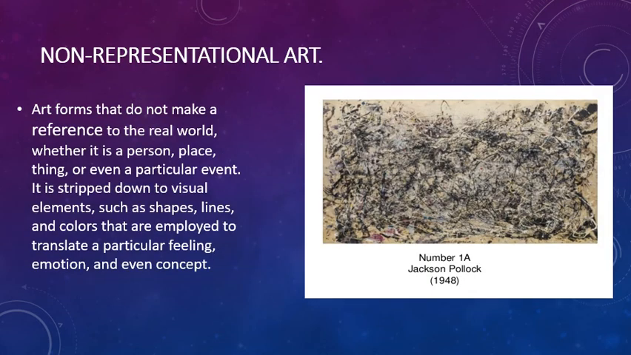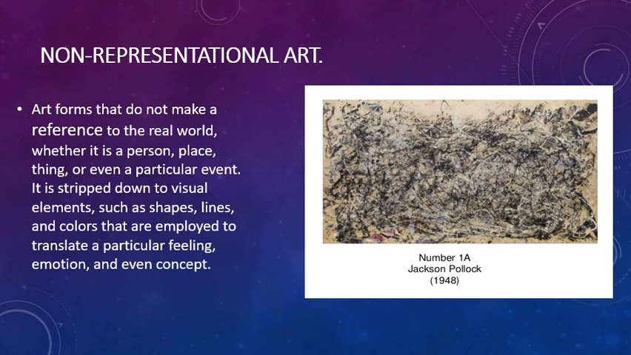Let's now move to the non-representational art. So when we say non-representational art, these are art forms that do not make a reference to the real world. So meaning they came from the ideas of the artist without knowing where it came from. So these are imaginative creation of mind. So it's either a person, a place, things, or event in a particular event. So it is stripped down to visual elements such as shape, lines, and colors that are employed to translate a particular feeling, emotion, and even concept.